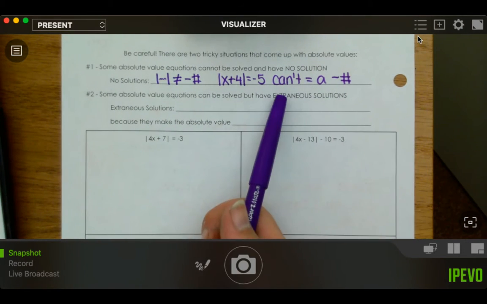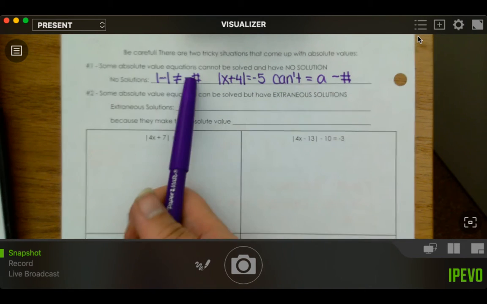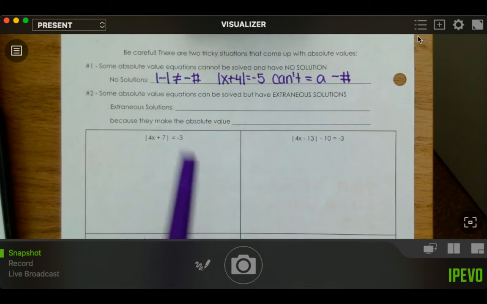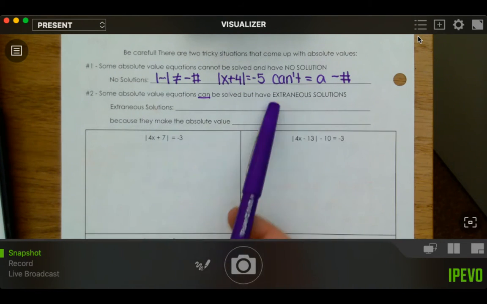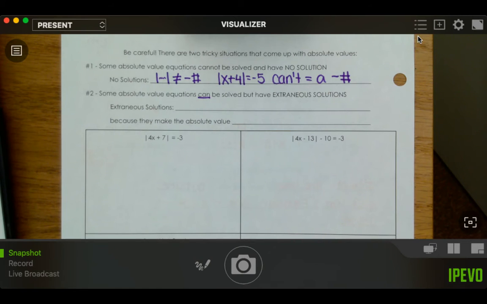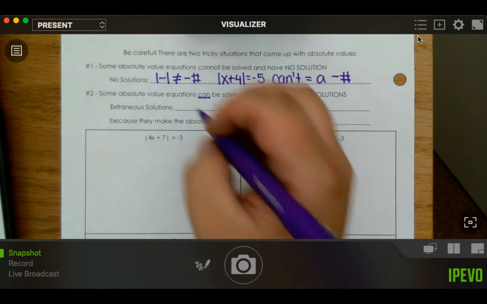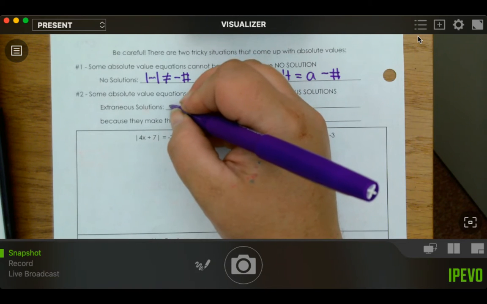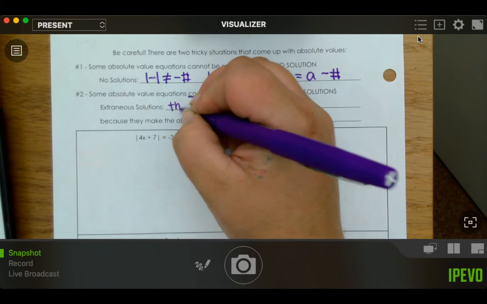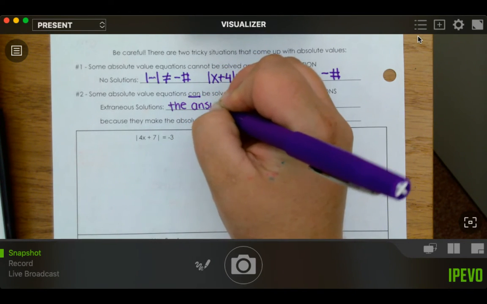So this is from the get-go. You'll be able to see that you have no solution because there's a negative number on this side. Extraneous solutions are equations that can be solved, but one or both of their solutions could be extraneous. Extraneous means that when you plug the answer back in, the answer doesn't work.